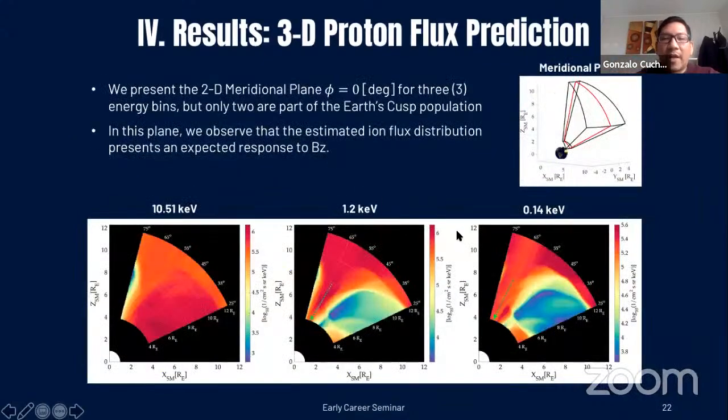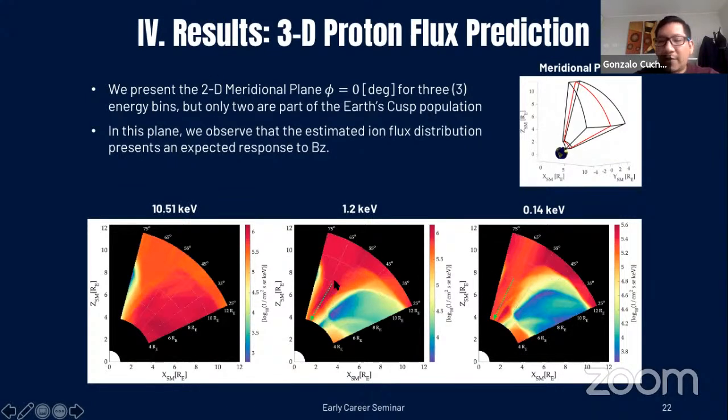If you remember, in the ion dispersion, when we have a southward IMF, the lower energy should be located at a higher latitude. And that's what we observe here. The center of mass is located at 66, while this one is located at 64.